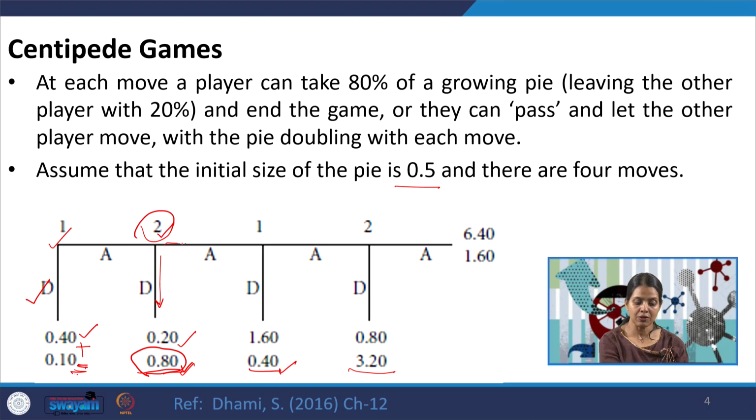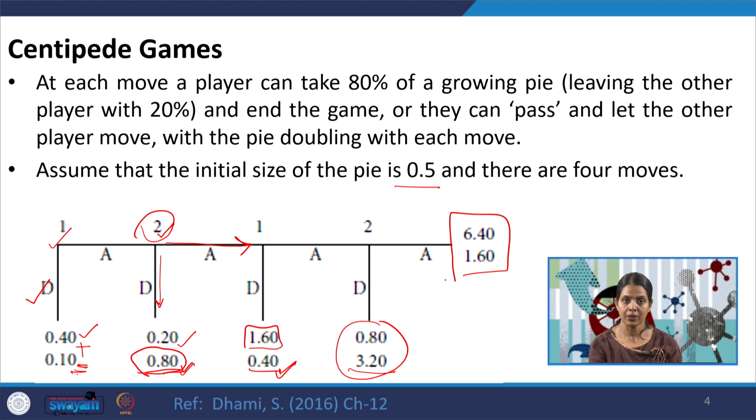If he plays across, it again goes to player 1 and player 1 then gets 80% of the pie size, which is now 2, and 80% of 2 is 1.6. The rest goes to player 2 and so on. So, this is the final move. If player 2 at the fourth move plays across, then the distribution is 6.4, which is 80% of 8, goes to player 1 and 1.6 goes to player 2.